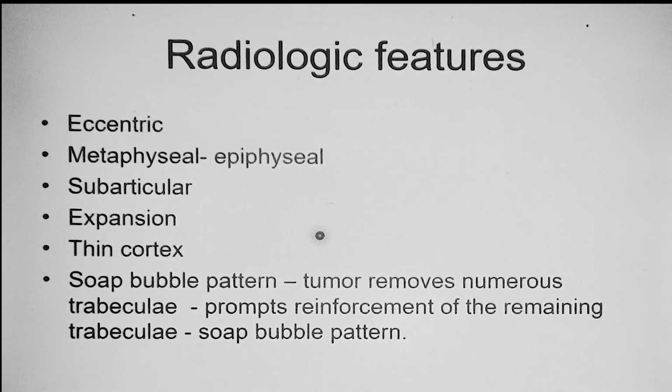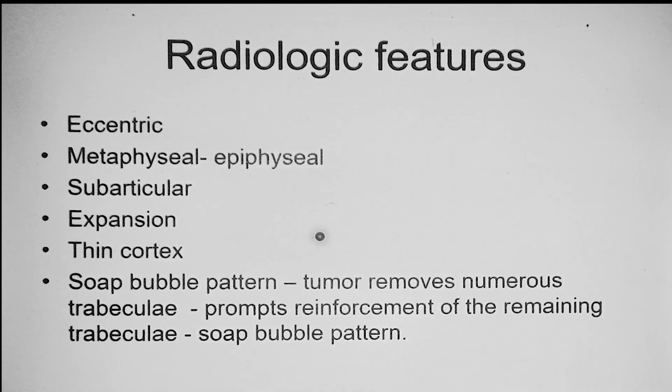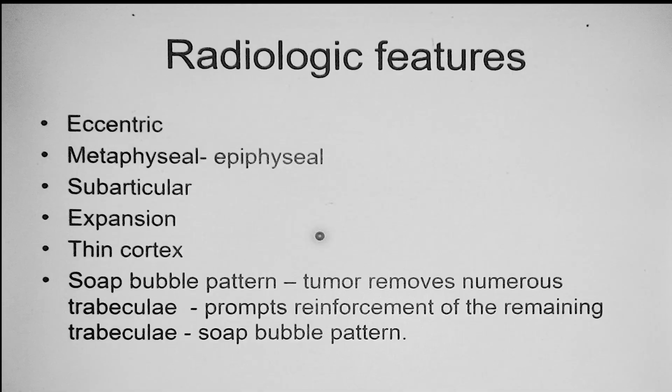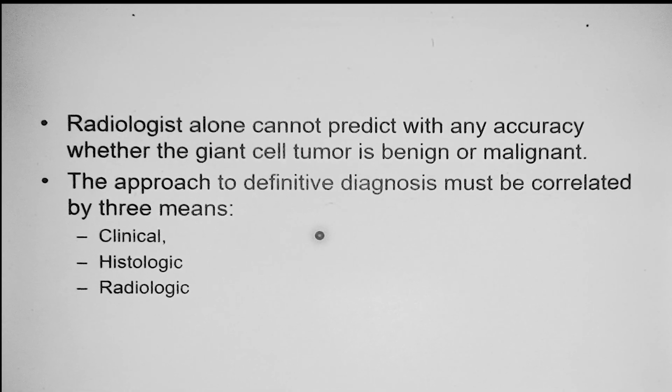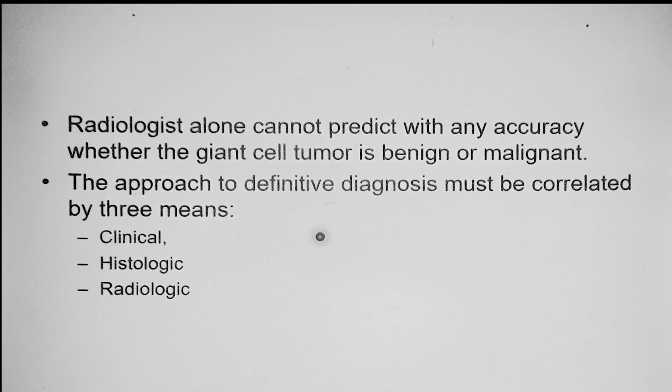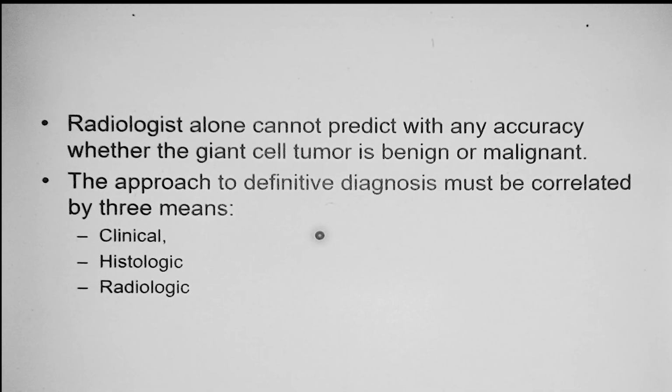Radiologically, it is eccentric, epiphyseal, subcortical, with expansion and cortical thinning. The tumor removes the trabecular pattern and pushes the remaining cortex outward. The X-ray shows this. A radiologist alone cannot predict accurately whether the GCT is benign or malignant, so we need three approaches: clinical, histological, and radiological.